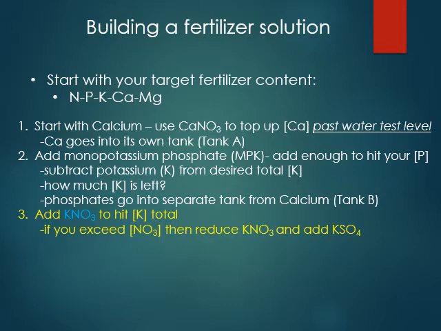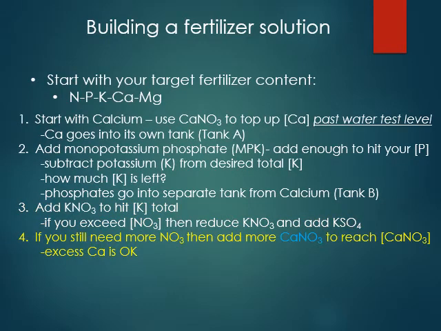So, if you still need more nitrate, let's say you added your potassium nitrate to hit your potassium target, and you've got your potassium target locked in, but you happen to need more nitrate, then what you do is you would oversupply calcium nitrate because plants can handle a little excess calcium. It's not that bad. As long as your ratio between calcium and magnesium doesn't go way out of whack, which would be hard to do, then you're good to go.